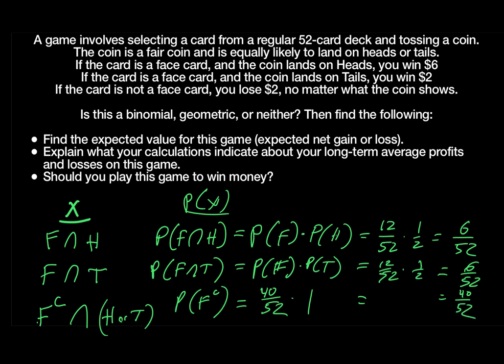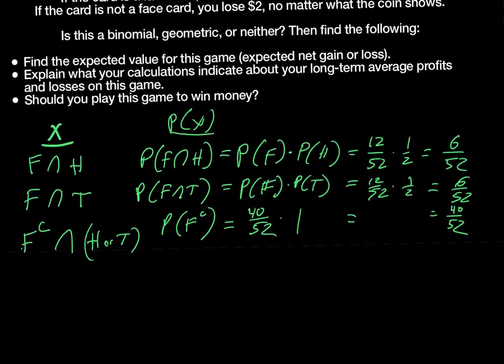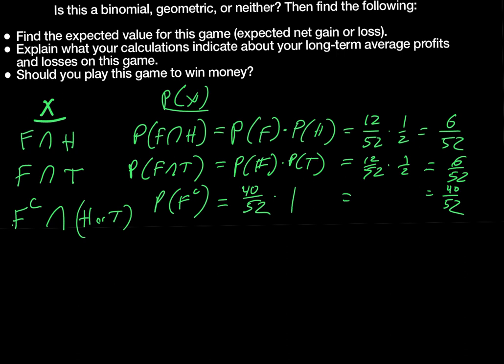And if you look, all of those probabilities should add up to 52 out of 52 because one of those three things will happen. So with that being said, to find the expected value, I then have to remember what is each one worth. This is $6, this is $2, and this is negative $2.